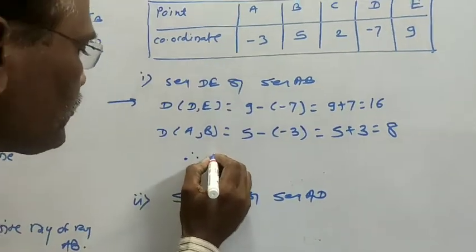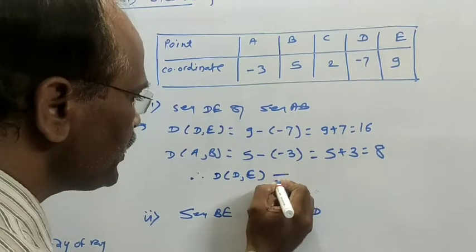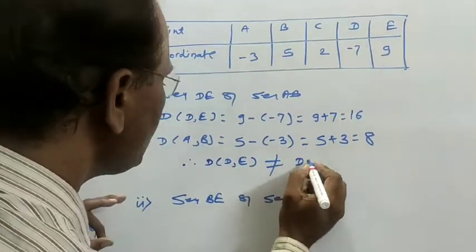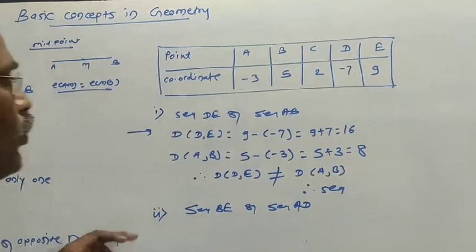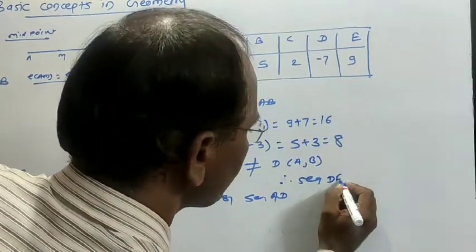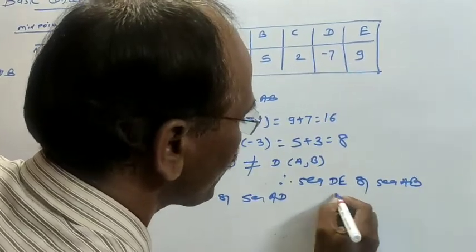Therefore, distance DE is not equal to distance AB. Therefore, segment DE and segment AB are not congruent.